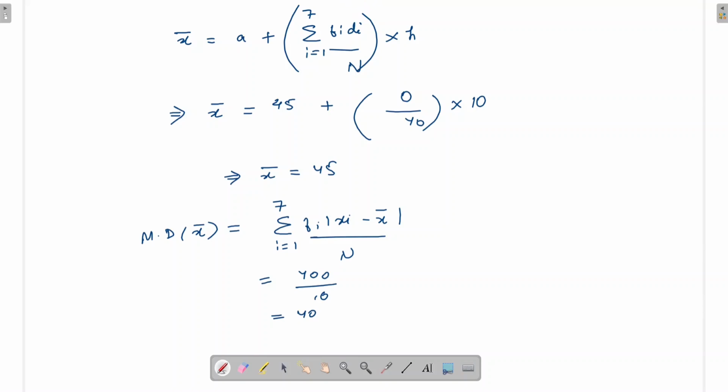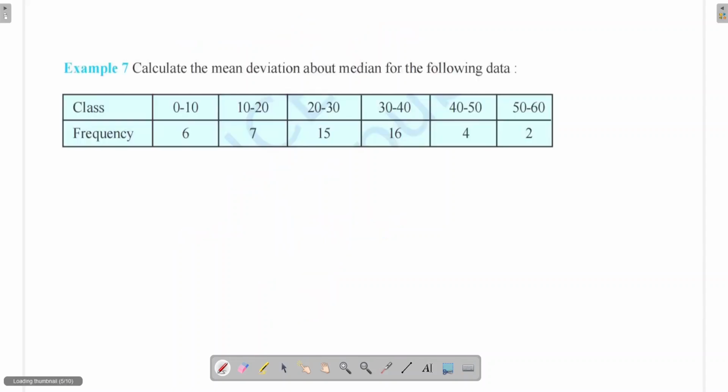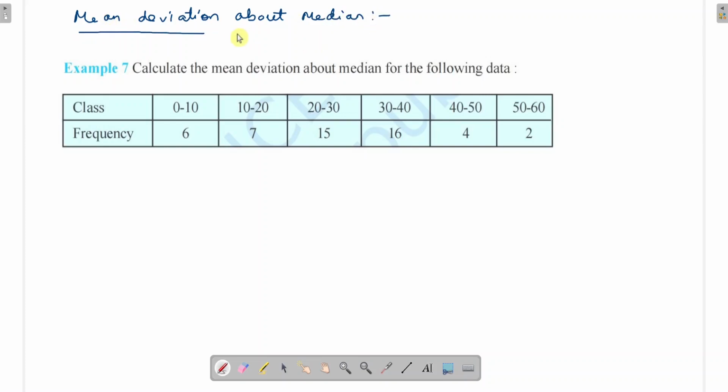So now let us go to the next subtopic, that is the mean deviation about median. So we have to calculate the mean deviation around the median here. Okay. So calculate the mean deviation about median for the following data. This is the data which is given to us. Let us make the table here.